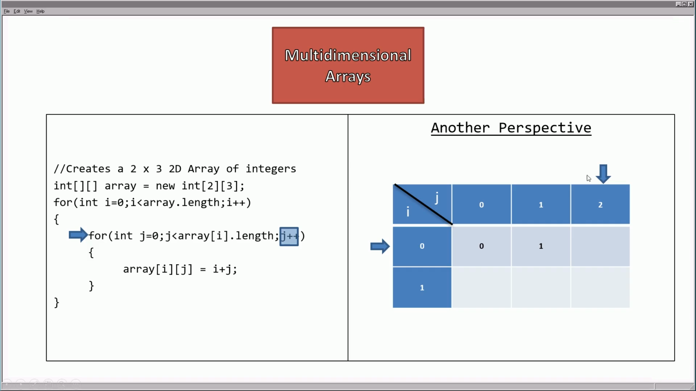We increase j by 1, which moves it over here. 2 is less than 3, so we enter the body here, and we add 0 plus 2, which is 2. Now we increase j again. j is now 3. 3 is not less than 3, so we're done with this for loop. And now we have to continue with the outside for loop by increasing i by 1.